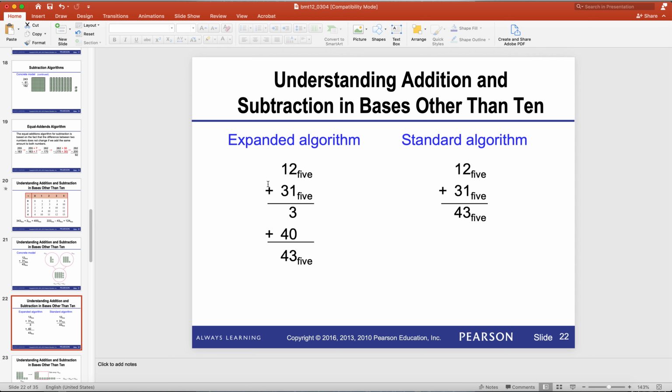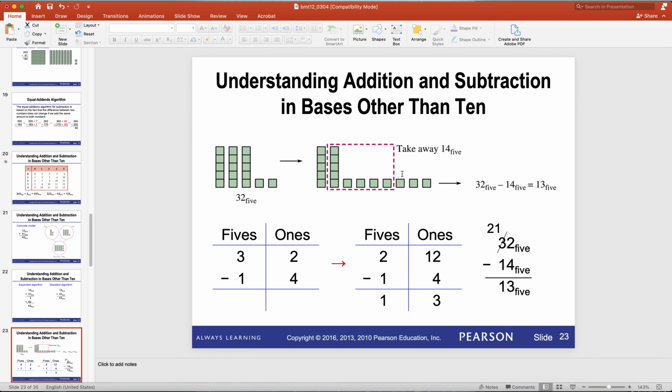So if I'm looking at the expanded algorithm, I have 2 plus 1 is 3. And then I have 3 plus 1, it would be the 4. So I'd have 4 groups of 5. So it would be 43. That's kind of nice. If you notice when you're doing addition in base 5 with numbers less than 5, then it's just kind of straight addition. It's when we have something greater than 5 that we start running into problems.